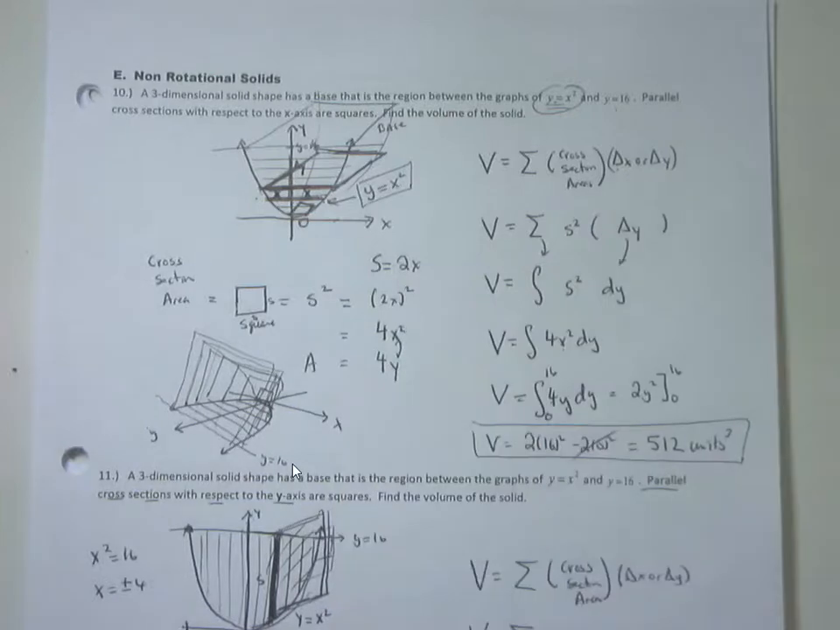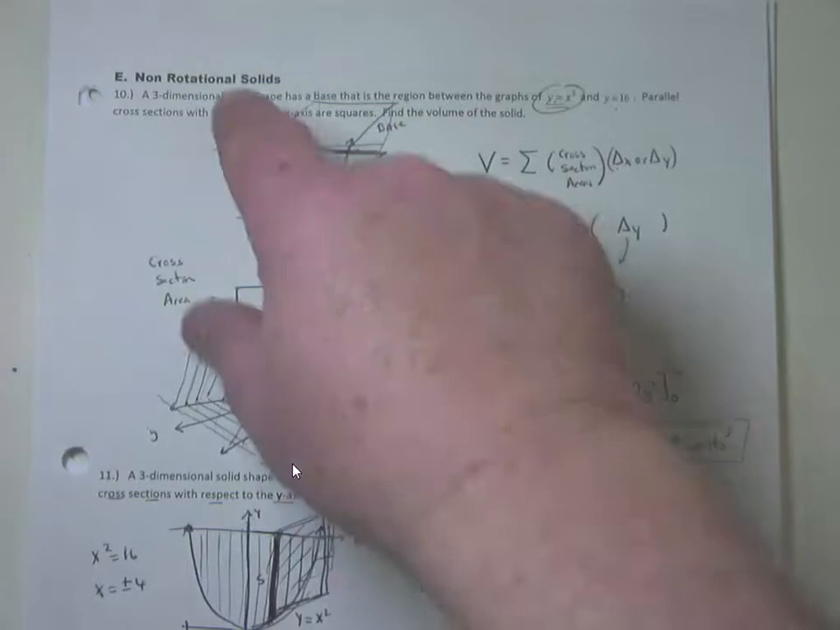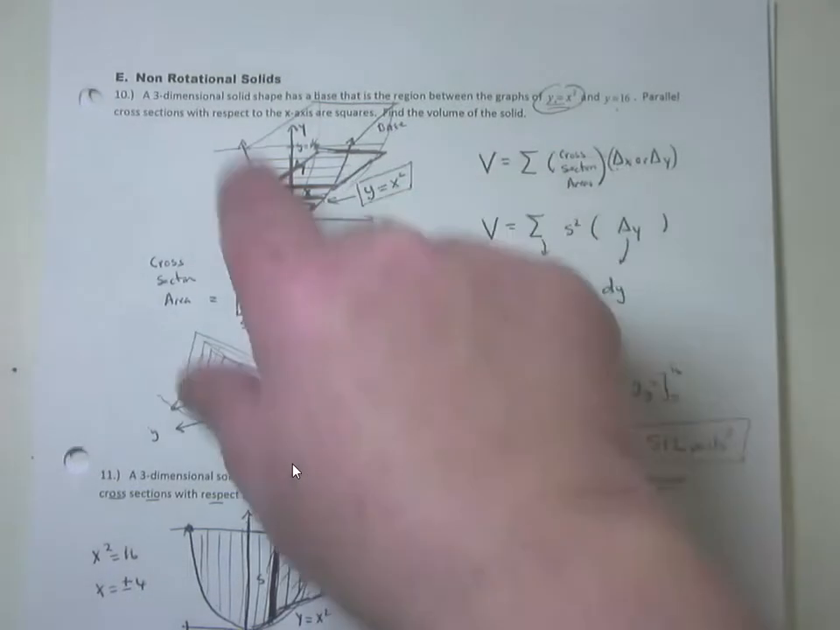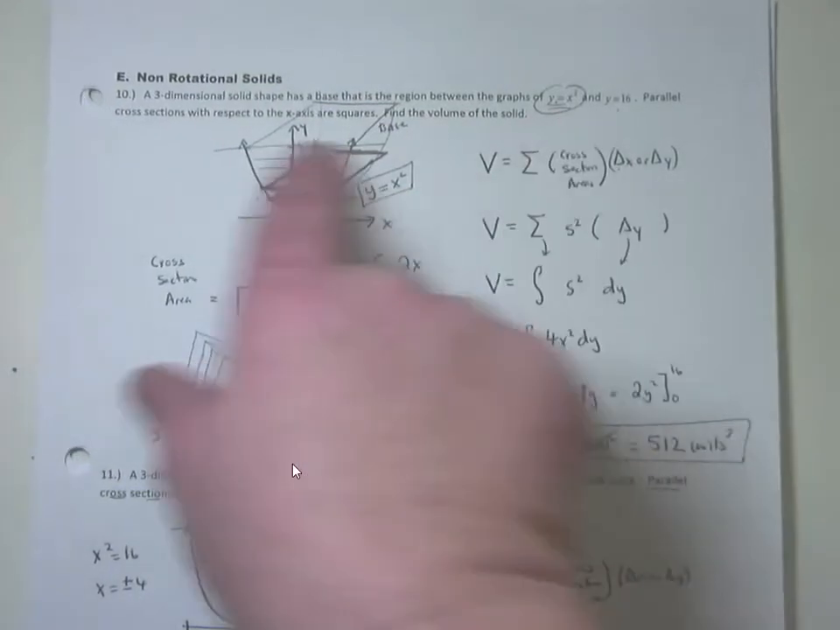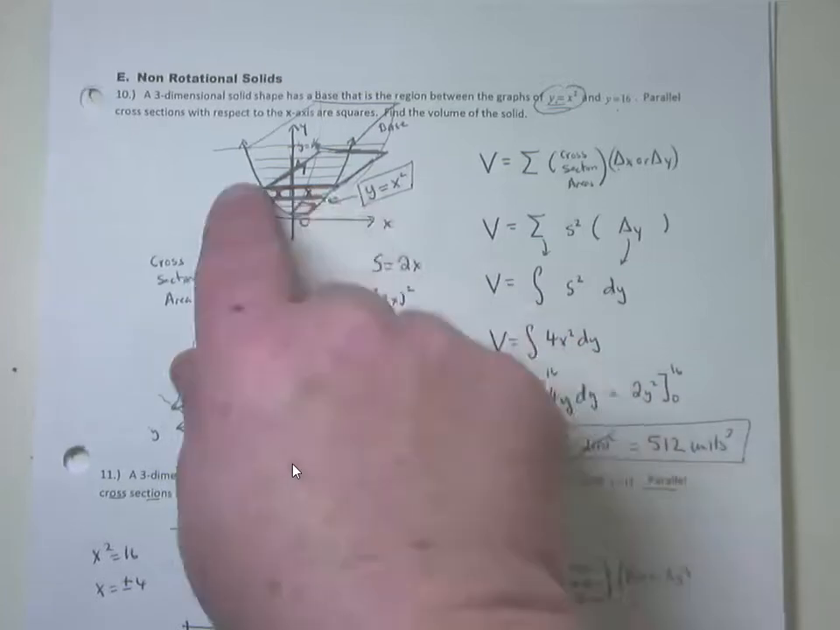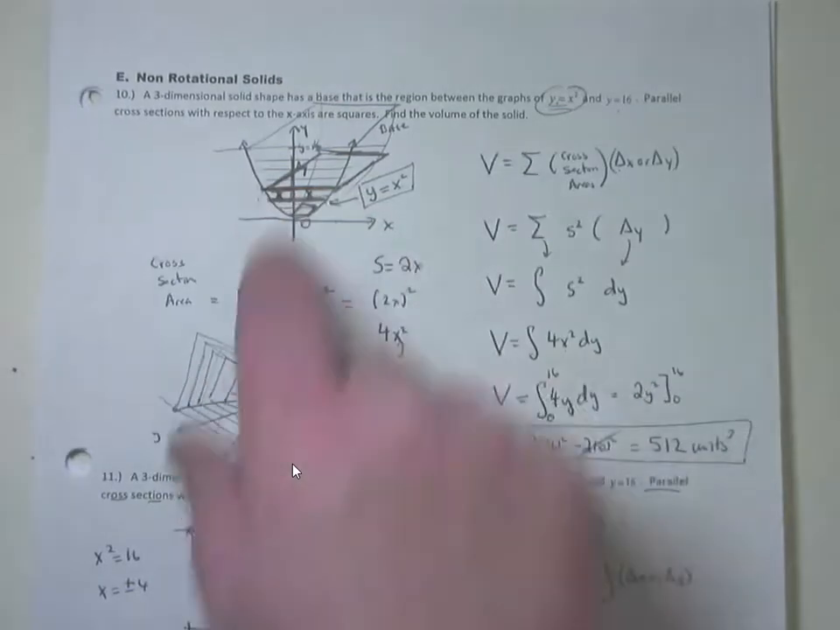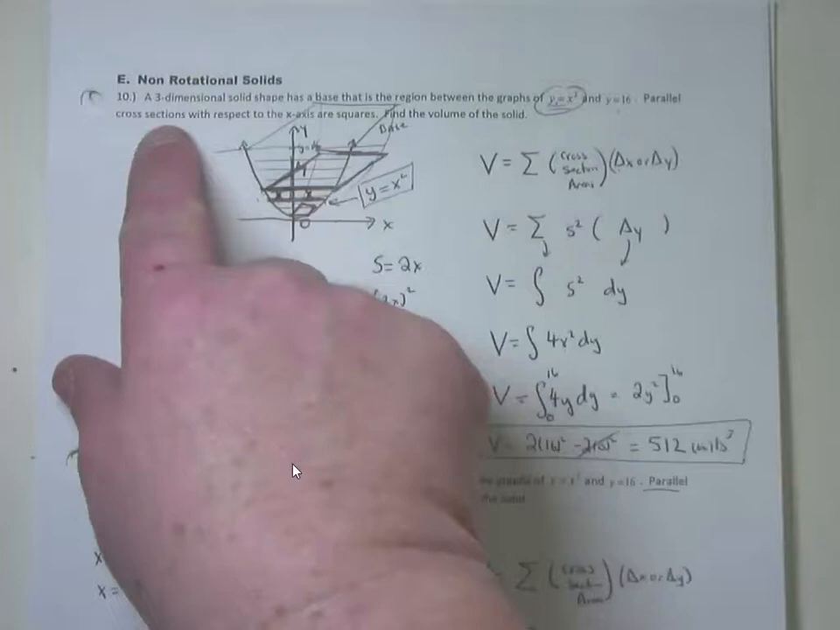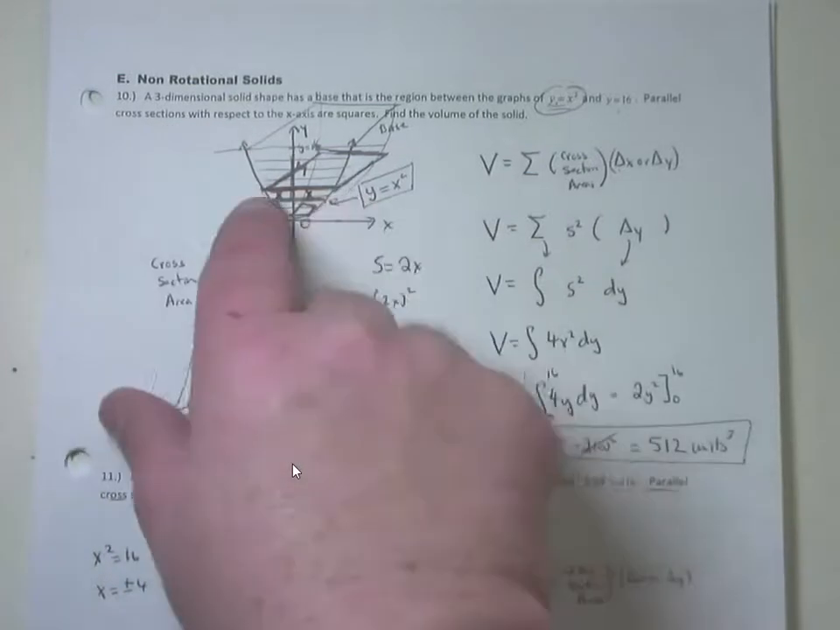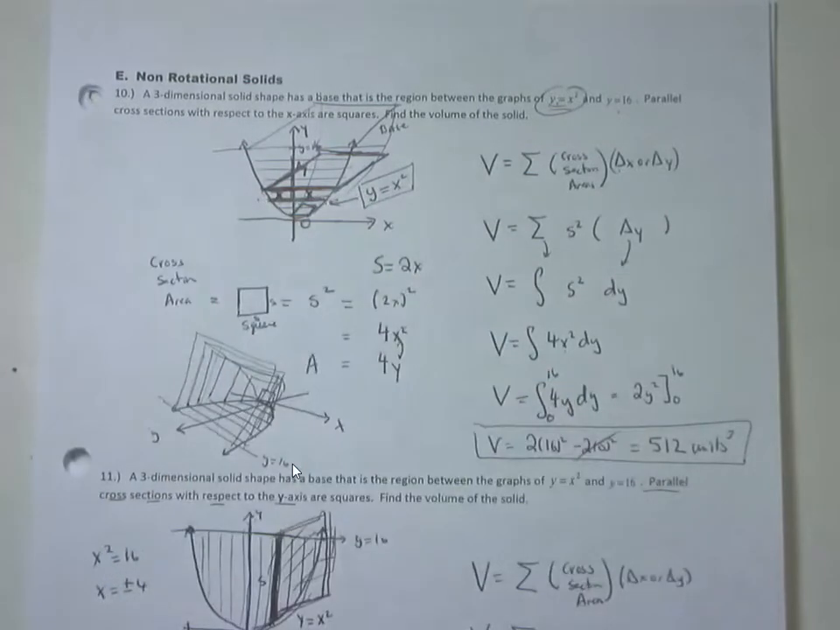So we did this problem last time, which was this parabola, a standard y equals x squared parabola, and y equals 16 is the top. And we made little slices out of this where we were parallel to the x-axis, which means we cut into the y-axis. And we figured out the volume of this.